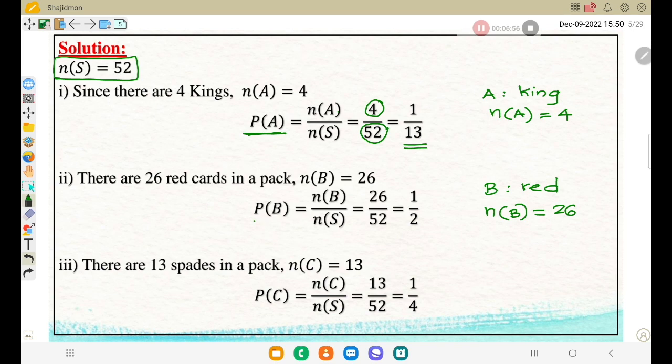So what is the probability of B? Probability of B equals number of elements of B divided by number of elements of S, correct? The number of elements of B means there are 26 red cards, divided by the total number of elements in the sample space, which means 52 outcomes. So what answer are we getting? Equal to 1 over 2, correct?